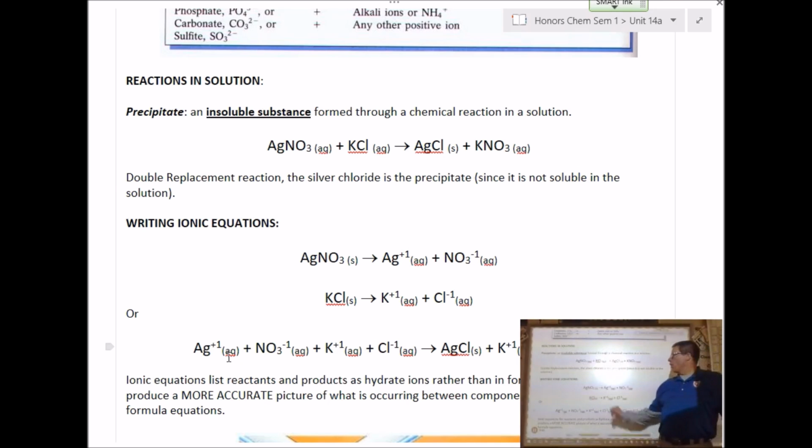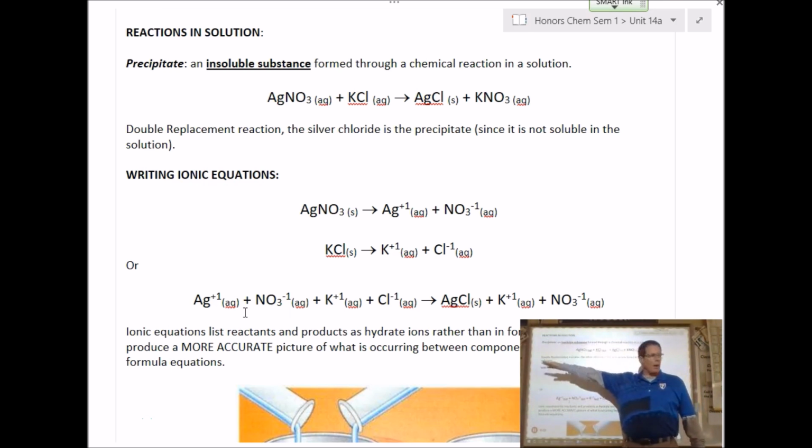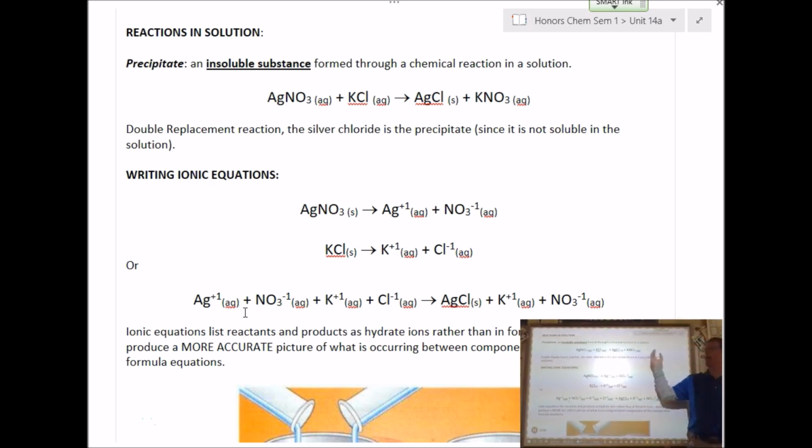The ionic equation, like in the homework last night, we're going to break these down into ions. So the silver nitrate breaks down into silver ions and nitrate ions. And the potassium chloride, the other compound, breaks down into potassium ions and chloride ions. Everything on the left side will always break apart into ions. On the right side, one of those will form a PPT.